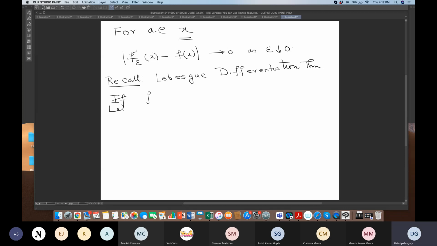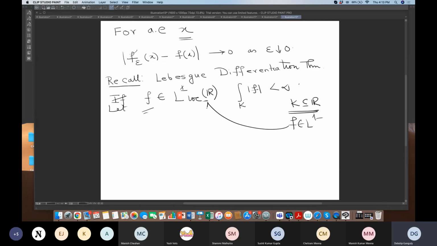Let f be in L1 loc. You know what is L1 loc? L1 loc means for any compact set K, this integral is finite. It might be possible that over R it is not finite, but for every compact set in R it is finite. So if f is in L1(R), then automatically f is in L1 loc. But the converse is not always true. L1 loc does not imply f is in L1.